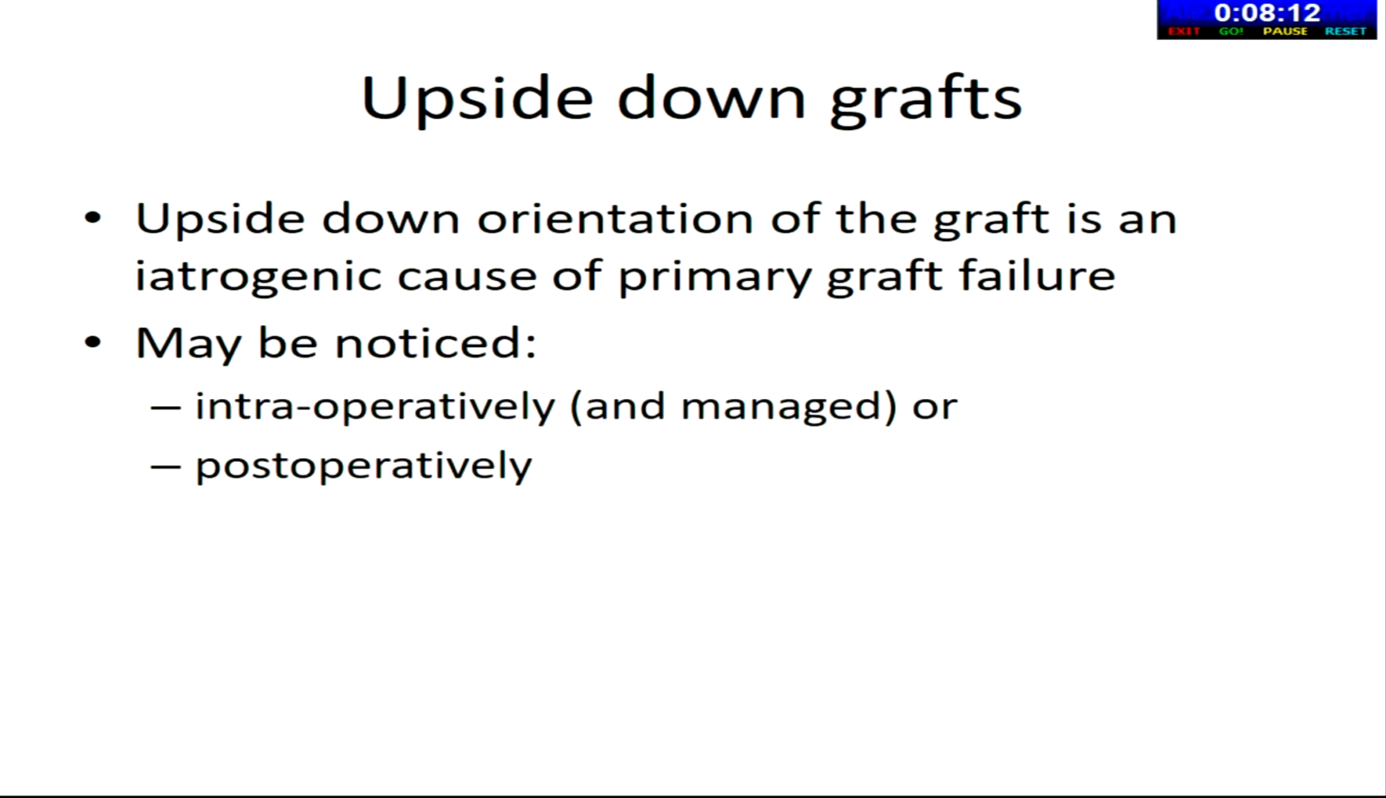So obviously upside-down graft is an iatrogenic cause of primary graft failure, the other being prolonged surgery and mishandling of the graft. And this may be noticed intraoperatively and managed immediately, or postoperatively, and I will show you the signs, and then managed subsequently through a second operation.